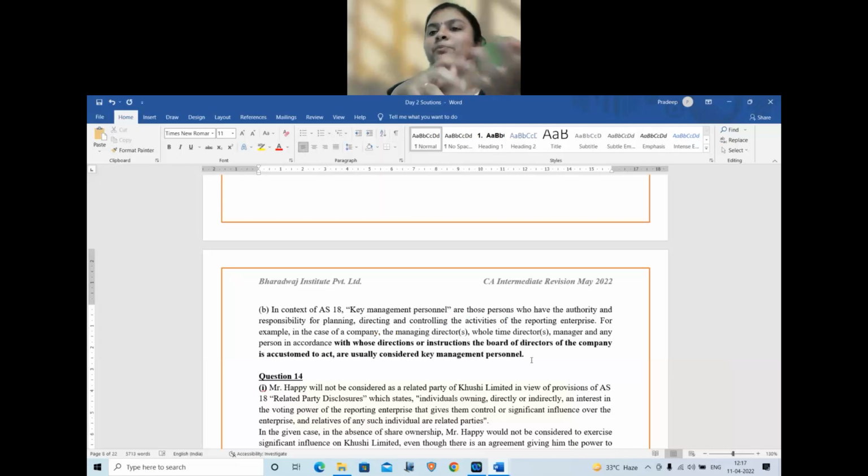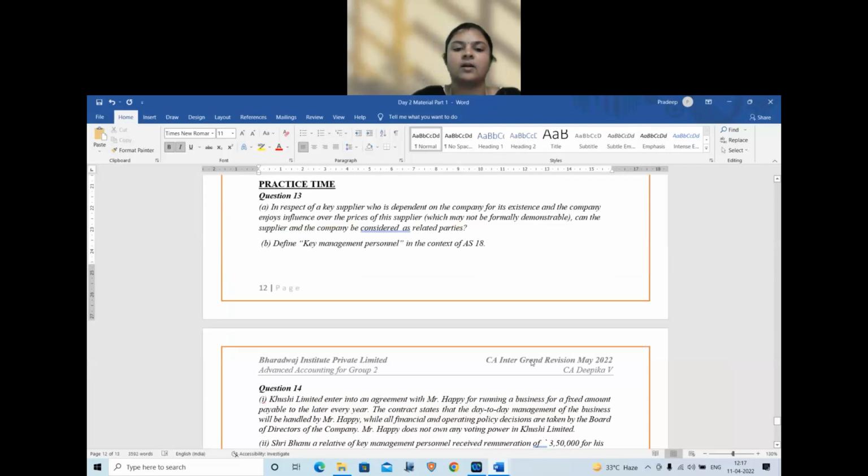But for practical purposes, naturally, if there are such people, they will come under the definition of KMP if it is a company. If it is partnership, partners will be the people. If it is sole proprietor, there is only one person. So that is how practically it operates. But in your answer, you have to define for both companies and non-companies.